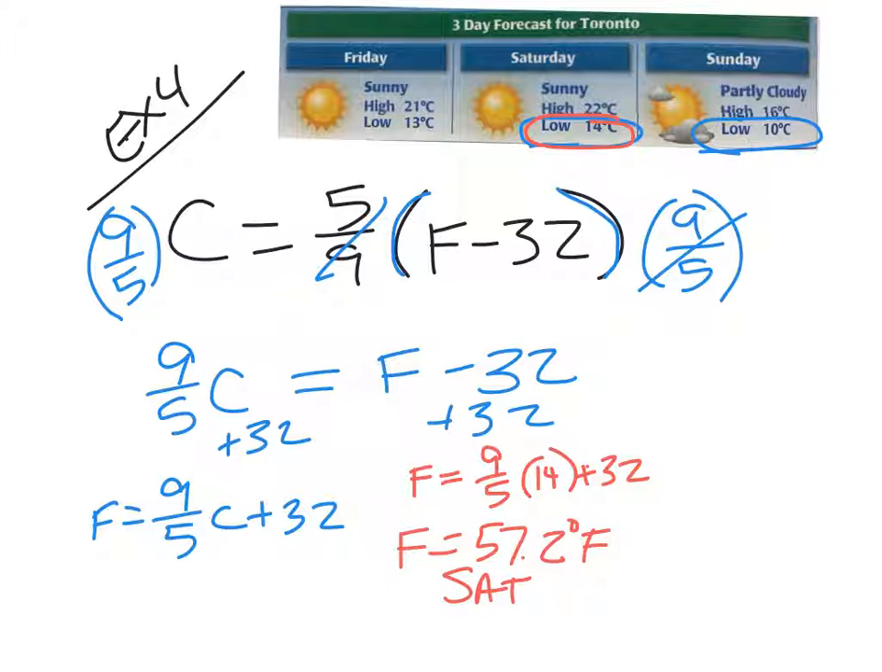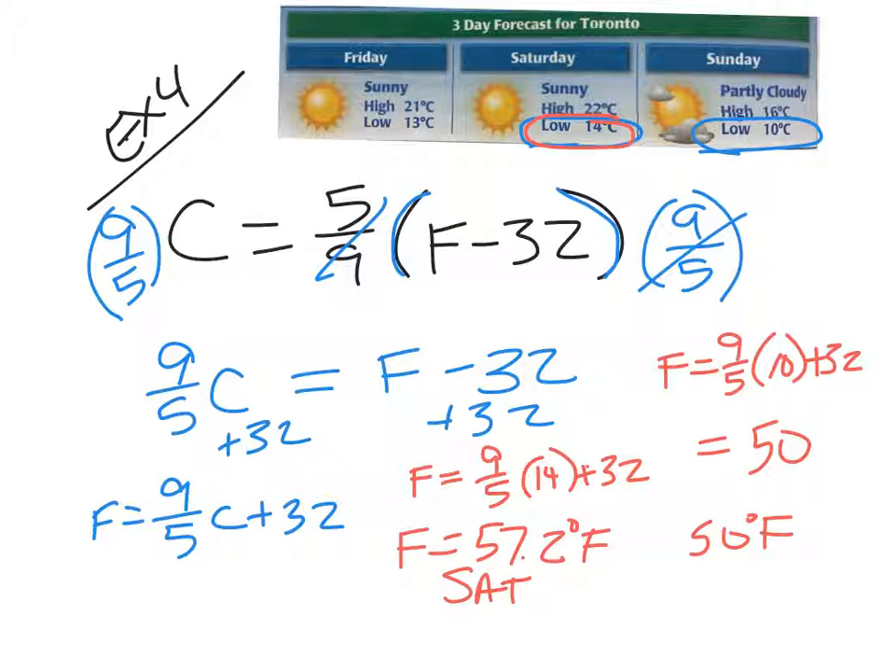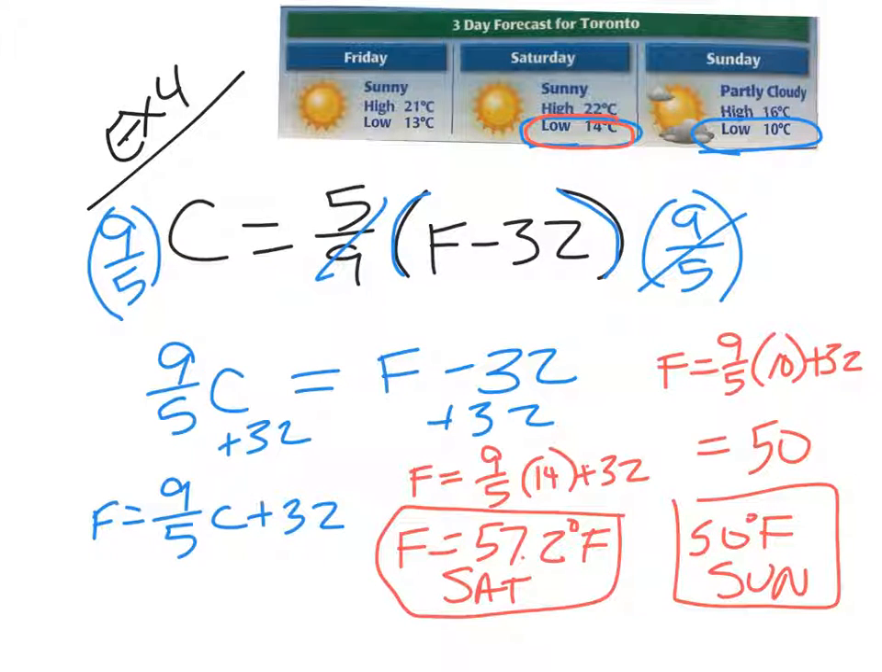Saturday. So now we need to do Sunday, which we have F equals 9/5 times 10 plus 32. So if you do 9/5 times 10, you get 18 plus 32 gets you 50. So my answer is 50 degrees Fahrenheit, and this is on Sunday. So there's your two answers. Both those days seem a little chilly, but you are in Canada, so.